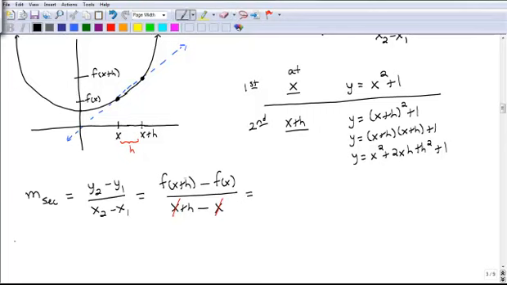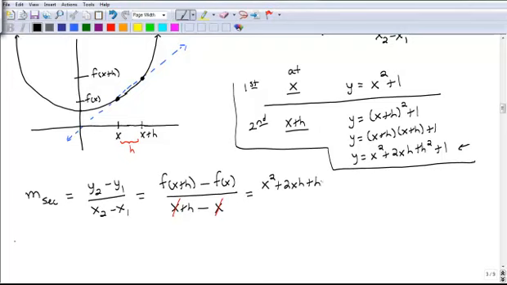So my f of x plus h is the second y value here. It's x squared plus 2xh plus h squared plus 1. That's my f of x plus h. That's what I got when I plugged in x plus h.